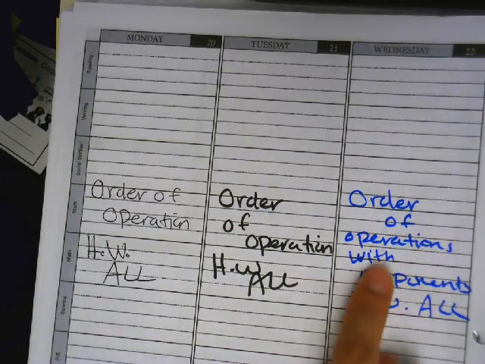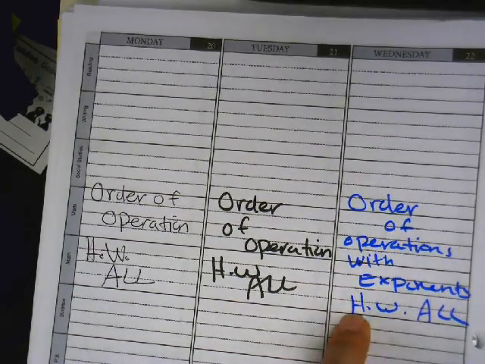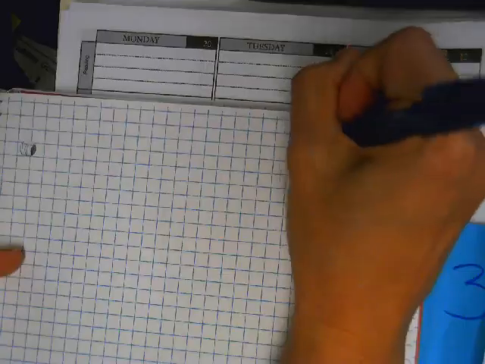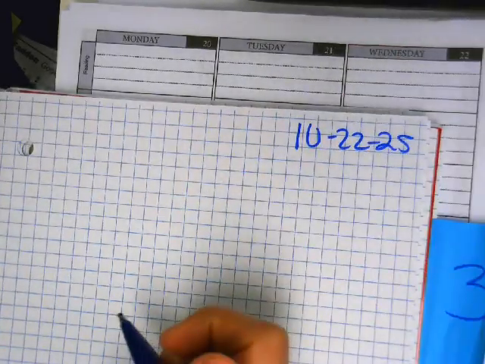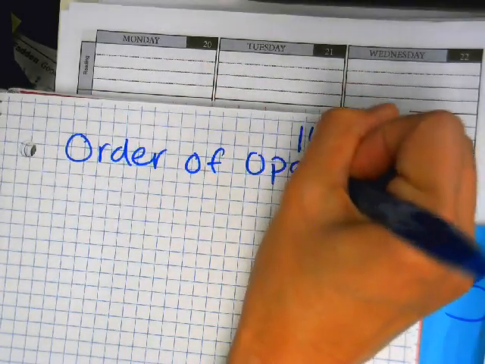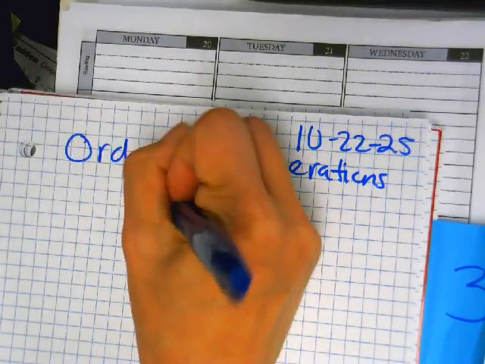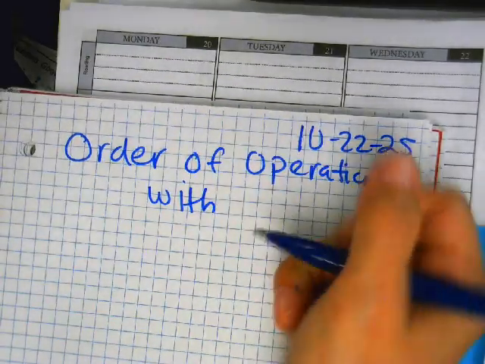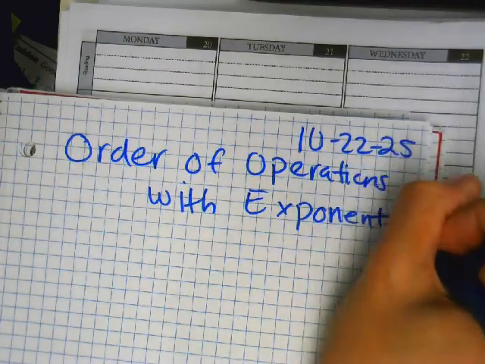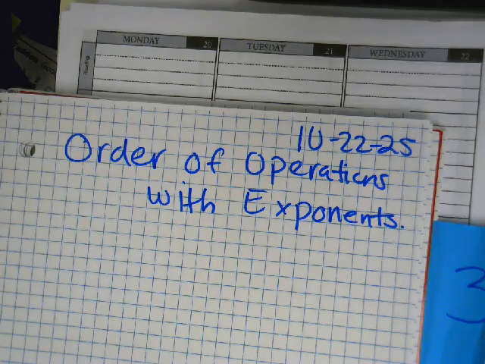Order of operations with exponents today. Your homework is going to be all... Okay. So we're going to do 10, 22, 25. Today is order of operations with exponents. Order of operations with good old exponents. All right, Sophie, so we're moving to this.